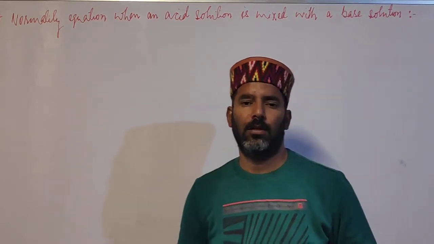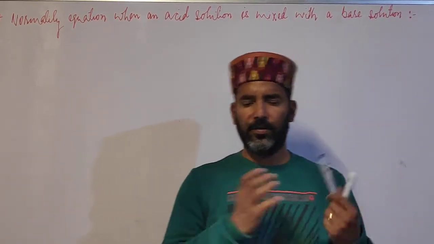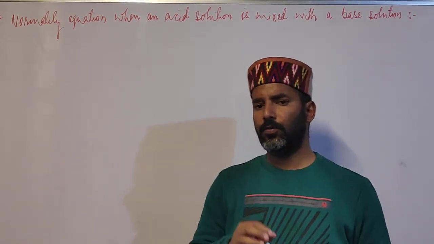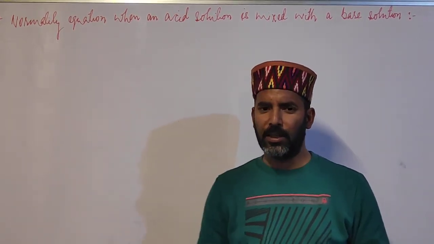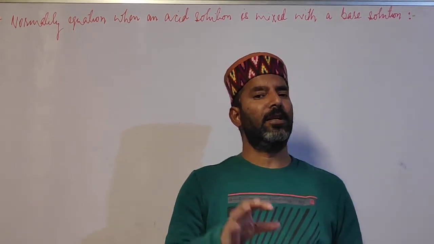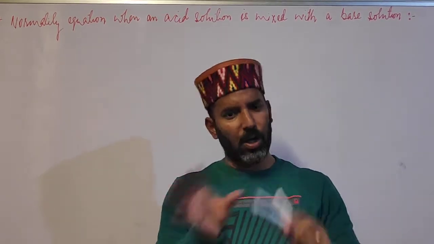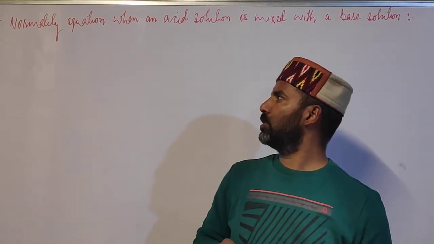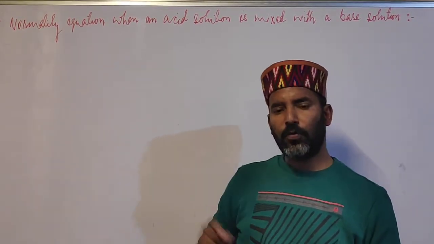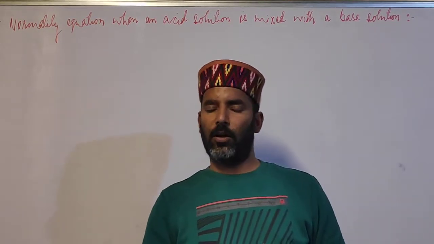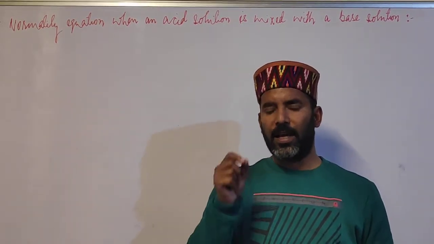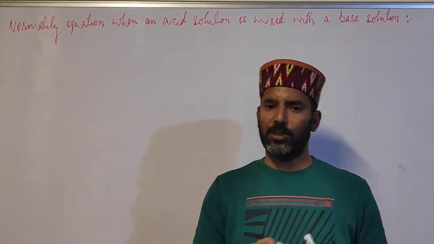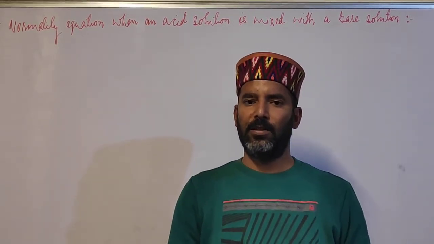Hello students. In the previous lecture we discussed how to find molarity and normality when an acid is completely neutralized by a base or vice versa. Today we will discuss how to find the normality or molarity of the resulting solution when an acid solution is mixed with a base solution but the neutralization is not complete.